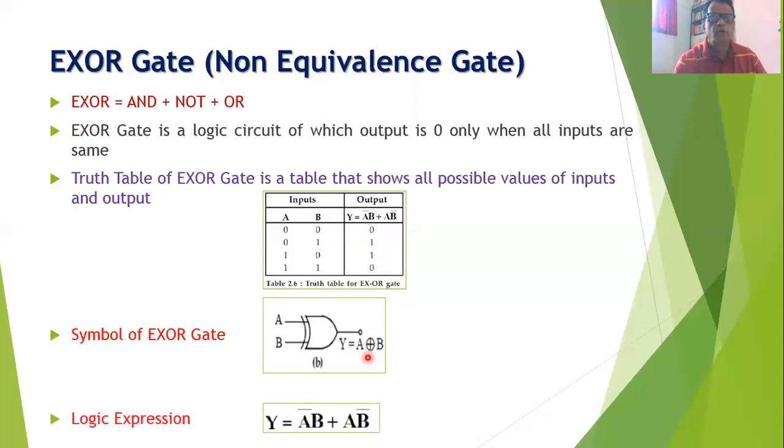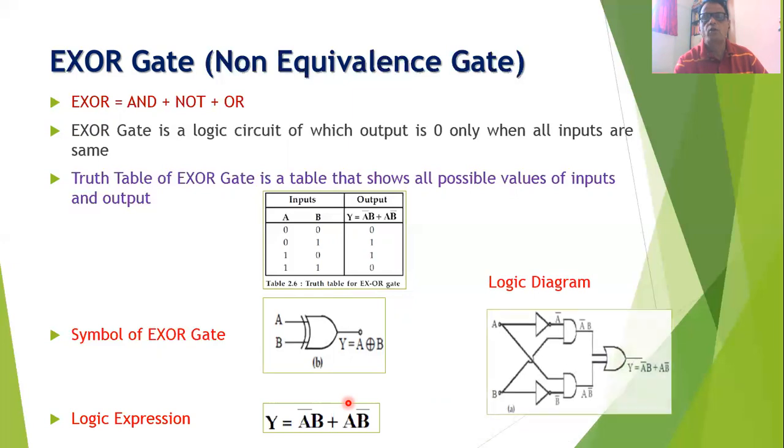Now we can write the logic expression for the exclusive OR gate, and you will find that the logic expression can be easily written from this truth table, and it will be Y is equal to A bar B plus A B bar. That is, we will take the case when the output is equal to 1. You will find that A is equal to 0 and B is equal to 1, and therefore it is written as A bar B. And the second case is A is equal to 1 and B is equal to 0, and therefore it is written as A B bar. And therefore the logic expression for the exclusive OR gate is Y is equal to A bar B plus A B bar.